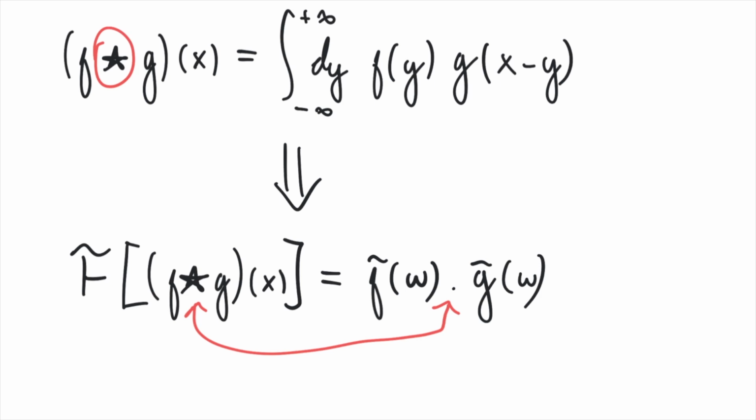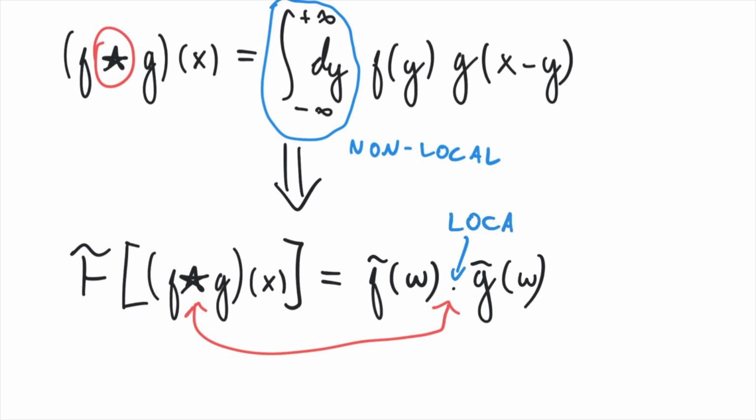The key point here is that the convolution is non-local. That means to compute a single point in x, you have to consider all y's. But here, when you compute the transform of the convolution, this is a local operation. So to compute for a single omega, you need to compute only f tilde at that omega and g tilde at that same omega. Of course, in practice, we don't work with continuous functions.